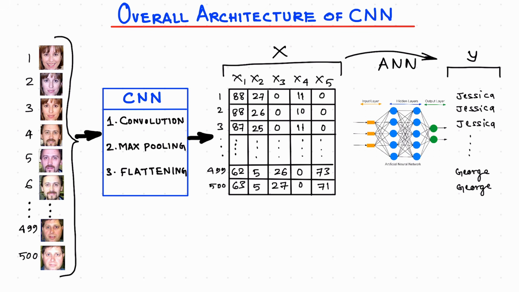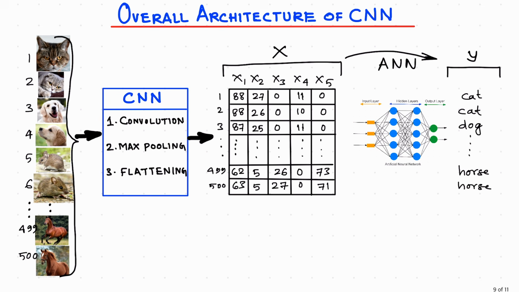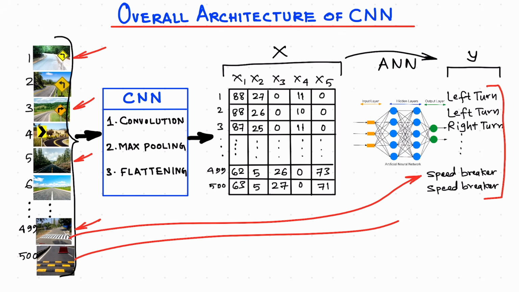The same kind of architecture can be used to train CNN models to recognize rock, paper, scissors, cat, dog, mouse, or horse, left turn, right turn, straight road, speed breaker. All you need to do is to collect the images with correct names tagged to them. So now that you have seen the big picture, let's take a deep dive.